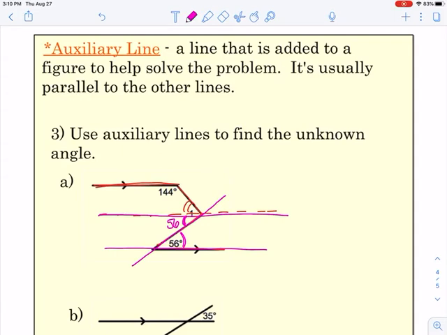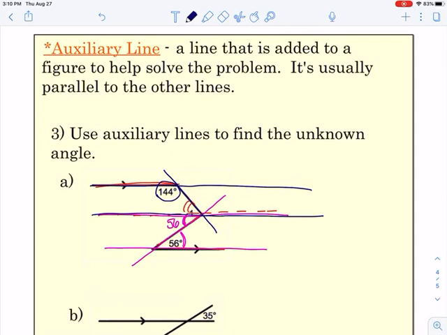Then I'm going to do the same thing on the top, except I'm going to look at different pairs of lines. I'm going to look at that line, that line, and that line. Now when I look at angle 1 and the other angle that's part of that blue picture, the other angle is this 144. 144 and angle 1 are on the same side of the transversal, and they're on the inside of the two parallel lines. So those two angles are going to be supplementary.